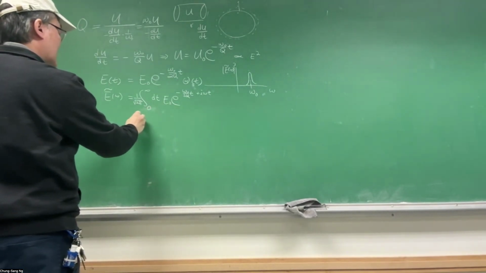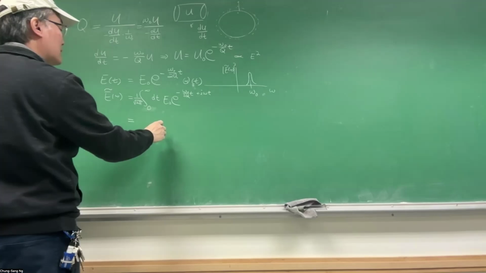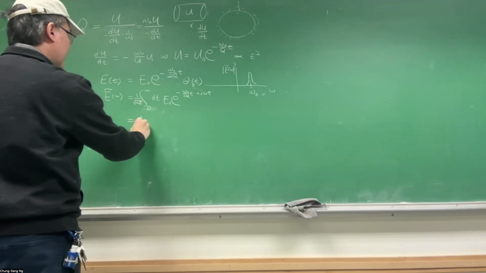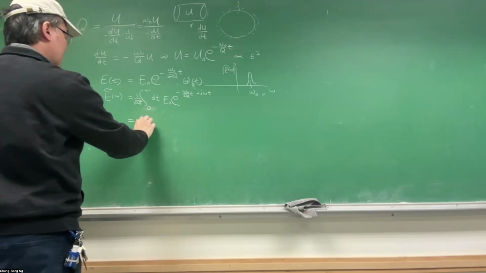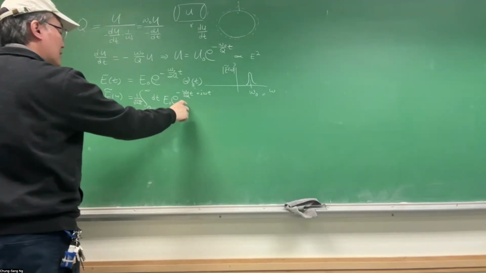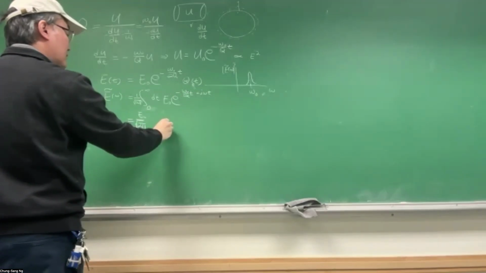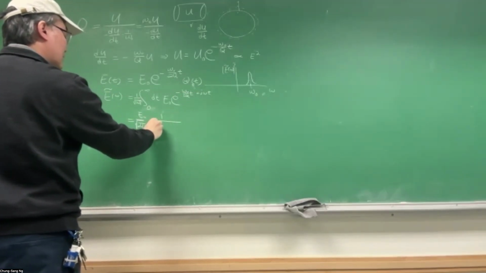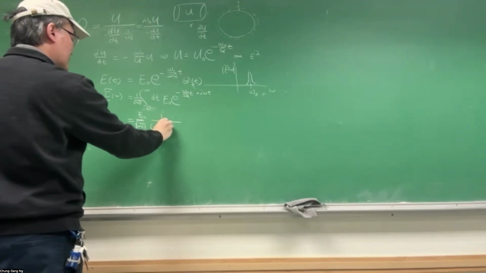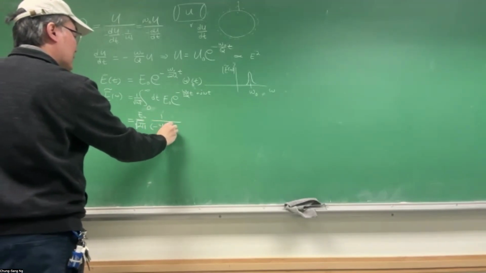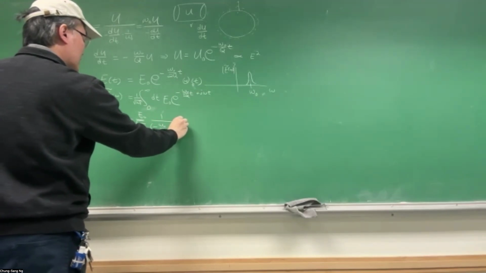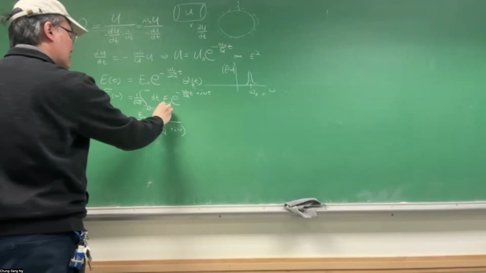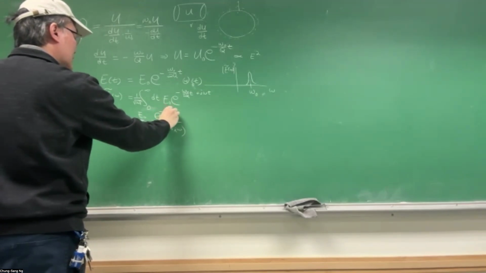So this integration is trivial. You can just write it out. You have E sub 0. This is just an exponential function, right? So you divide by the argument, minus omega sub 0 over 2Q plus i omega, and write down the exponential function again.